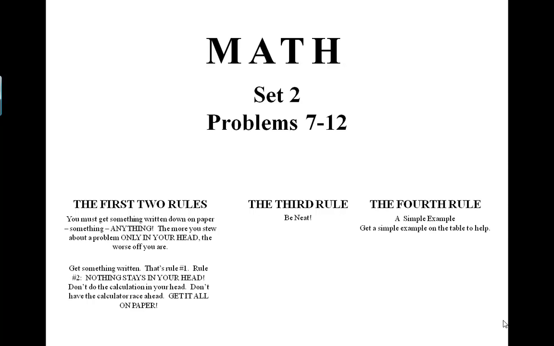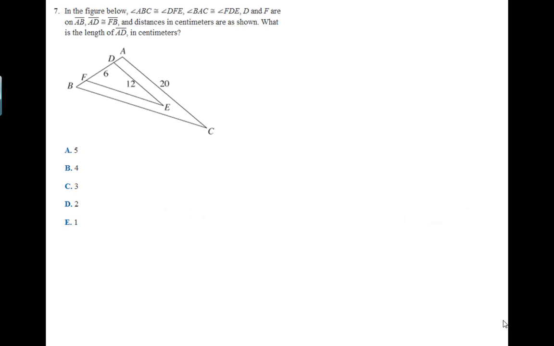Fourth rule, simple ideas. Get something on the table. I have a geometric figure. Lots of letters, lots of numbers. What's the length of AD? You know, I get really inundated or flooded with information in a problem like this. This to this is the same ratio as this to this. Lots of start.